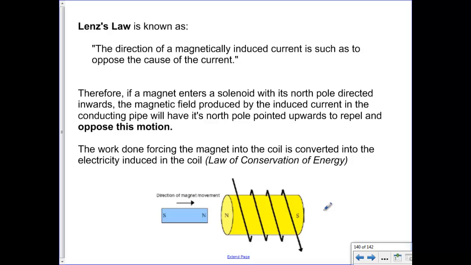Okay, anyways, take a second, read this slide here while I try to get these guys going back here. I just need you to know the basic concept of what Lenz's law is.